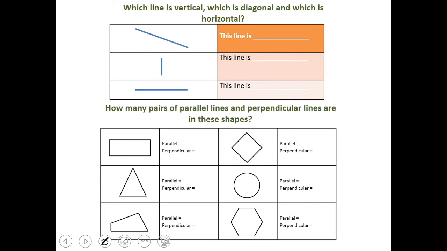Right, so for your independent task, what I want you to do is attempt all 3 of these top questions. So I want you to draw the line on a piece of paper and write next to it what type of line it is, whether it's horizontal, vertical or diagonal. And then the second part, I want you to pick out 3 shapes. On your piece of paper, I want you to first draw out the shape, and then I want you to write next to it how many pairs of parallel lines there are and how many pairs of perpendicular lines there are. And I'm going to need you to upload that picture of the first task and the second task onto ClassCharts.